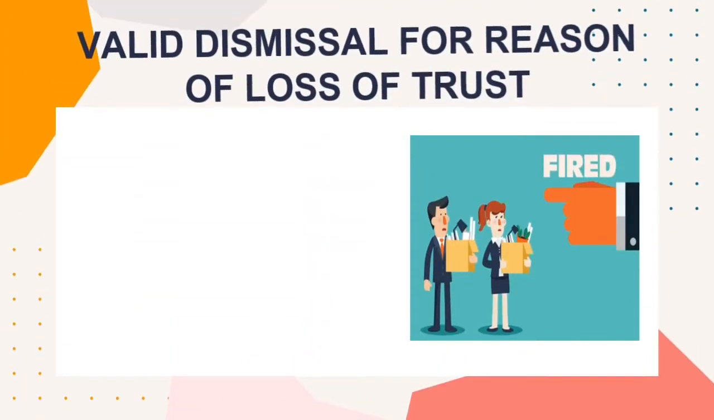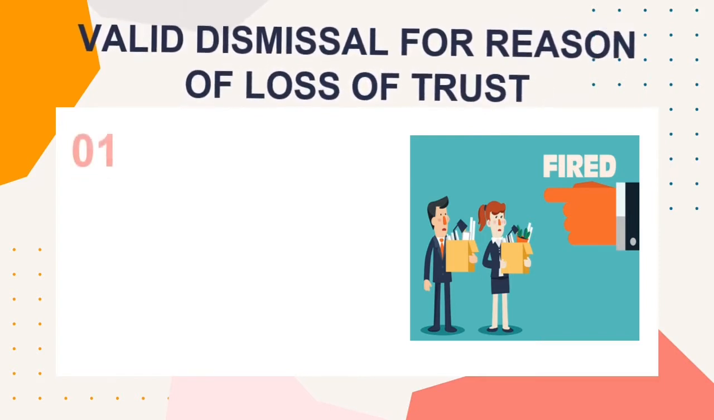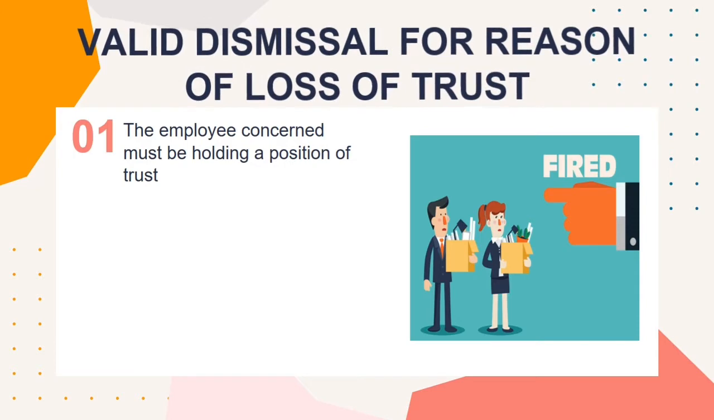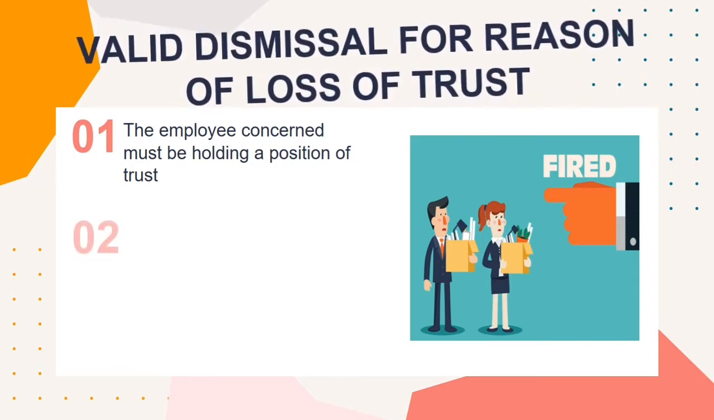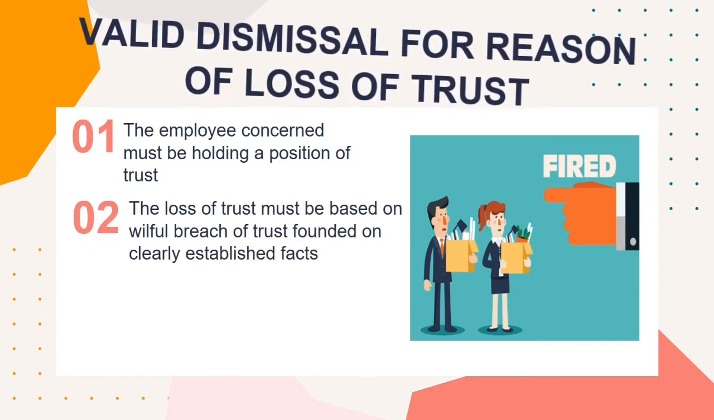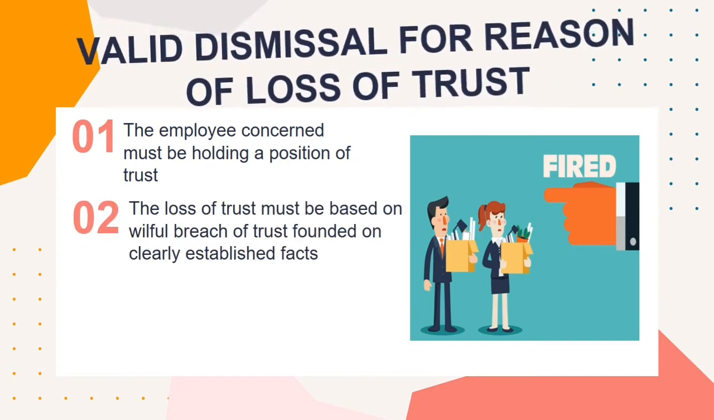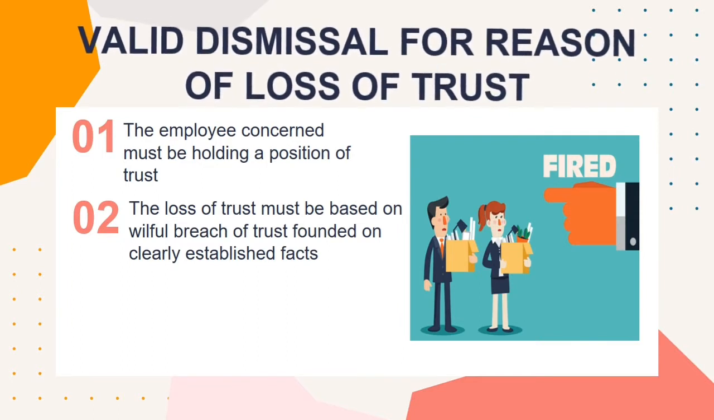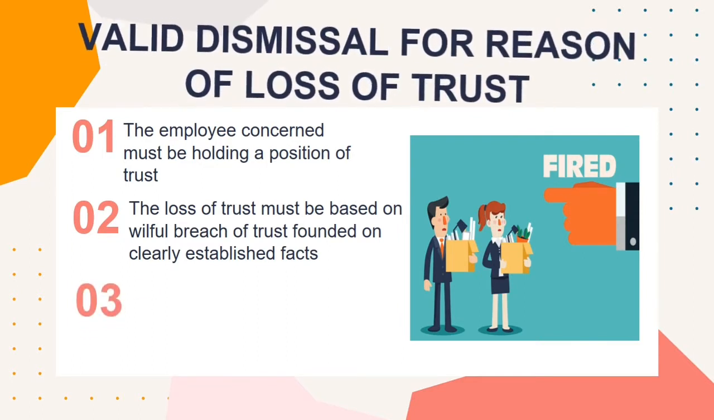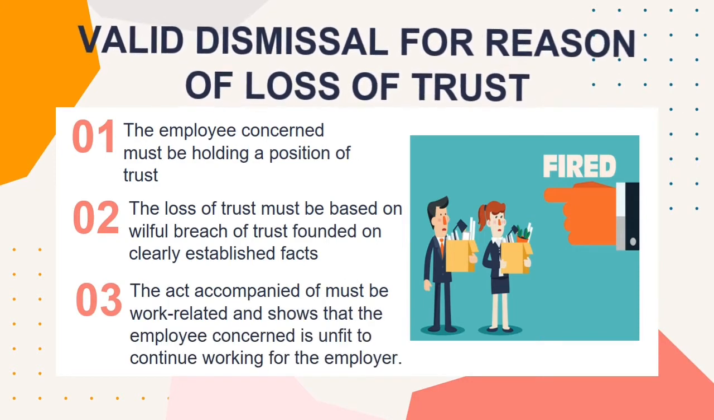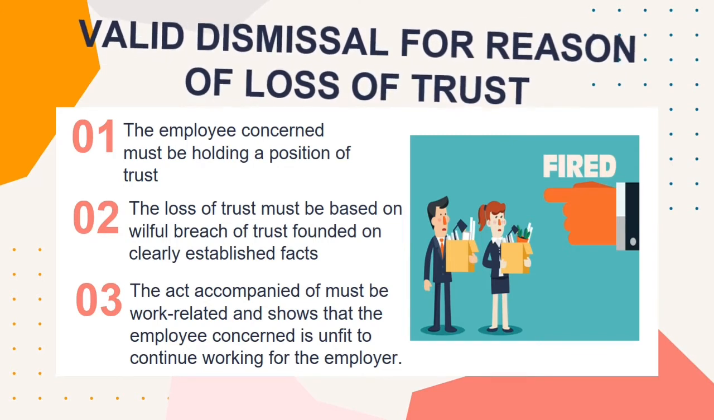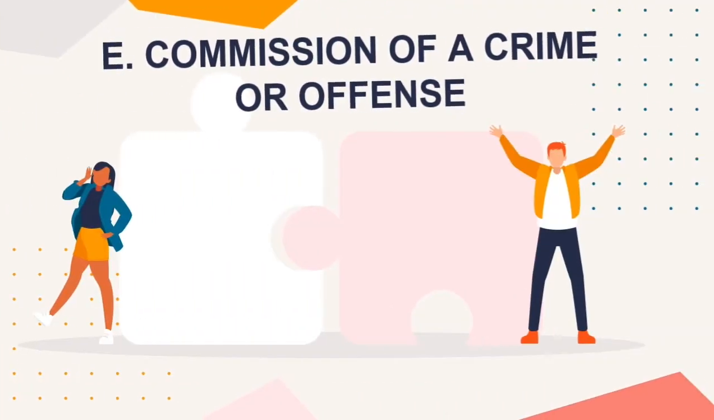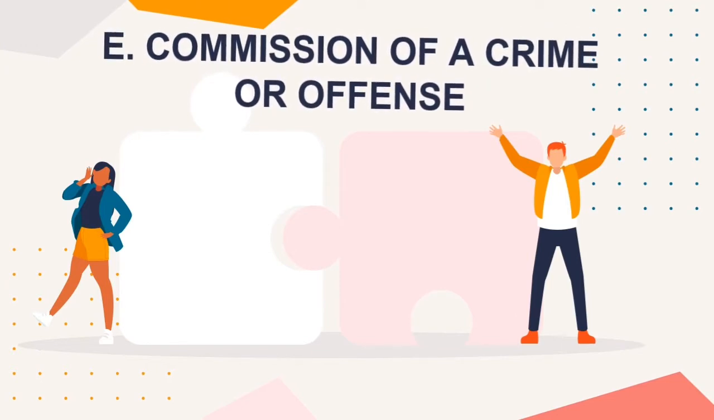Now, what are the circumstances that provide valid dismissal for reason of loss of trust? One is that the employee concerned must be holding a position of trust. Second is that the loss of trust must be based on willful breach of trust founded on clearly established facts, and the act must be work-related, and it shows that the employee concerned is unfit to continue working for the employer.